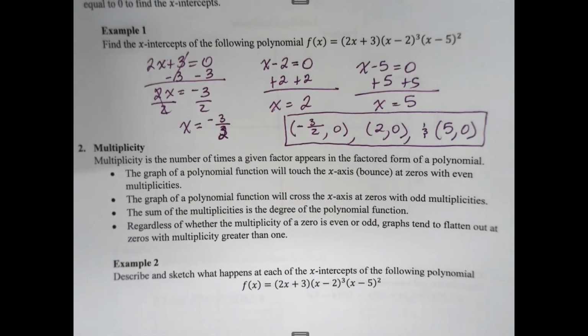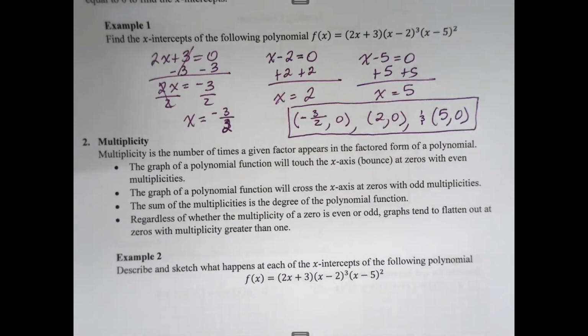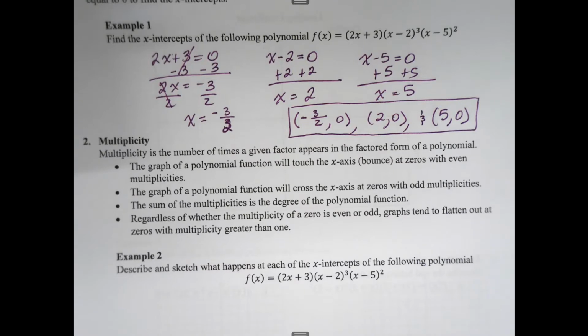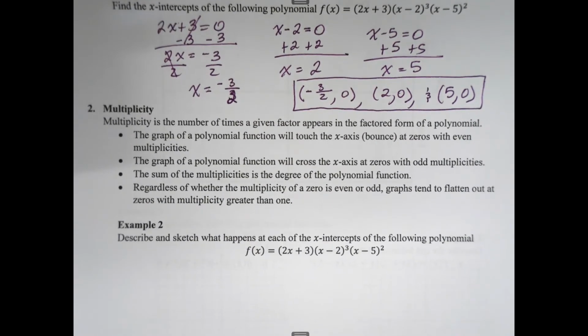The next thing that we have to think about is the multiplicity. So the multiplicity is the number of times a given factor appears in the factored form of a polynomial. The graph of a polynomial will touch the x-axis, or bounce off of it, at zeros that have even multiplicities. The graph of a polynomial function is going to cross the x-axis at zeros that have odd multiplicities. And the sum of the multiplicities is the degree of our polynomial function.